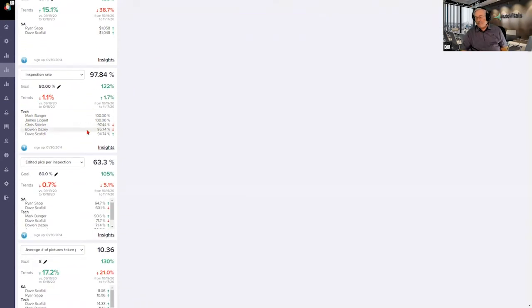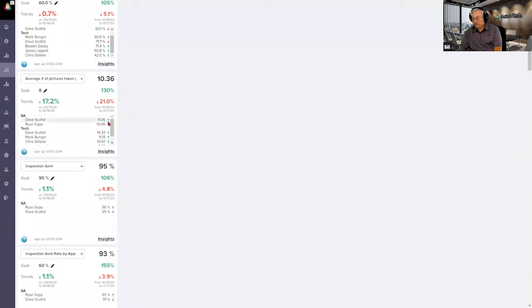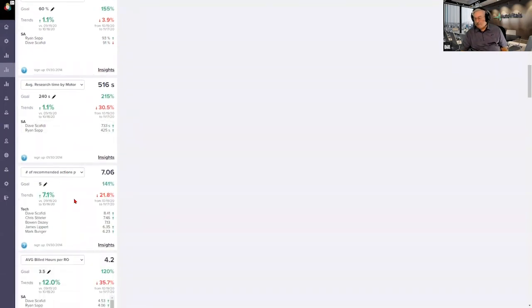So they're definitely doing a lot of inspections, and it looks like it's consistent across the board. Looks like the technicians and service writers are participating in the editing process, although, as Sesame Street says, one of these things doesn't look like the others. Average number of pictures taken, looks like they're giving some to work with. The inspections are being sent. Motorist research time is good. Average number of recommendations, I would highly encourage them to set their goal to at least what they're doing now, so they don't have a tendency to achieve the goal that's actually there.